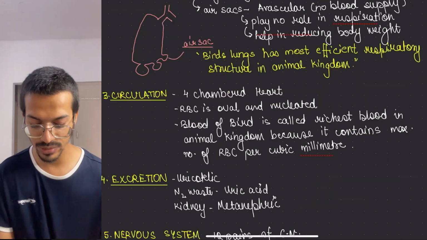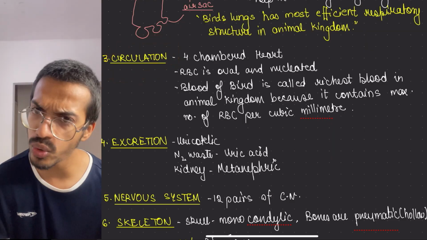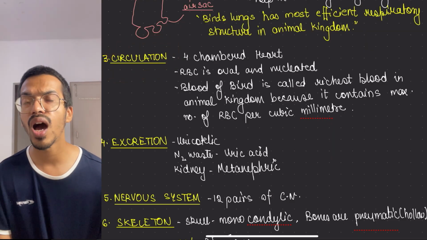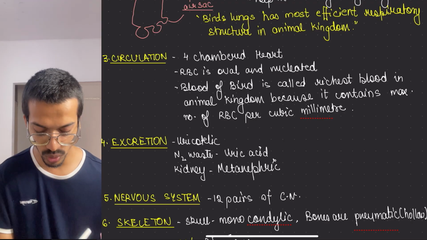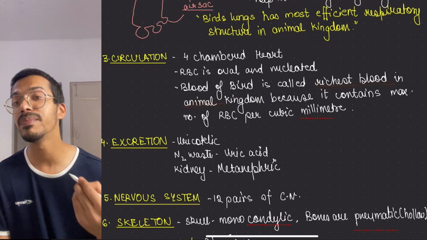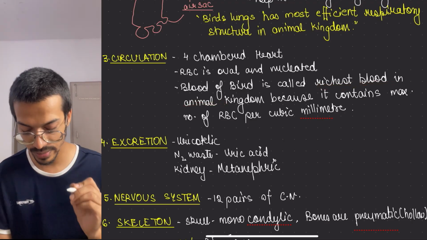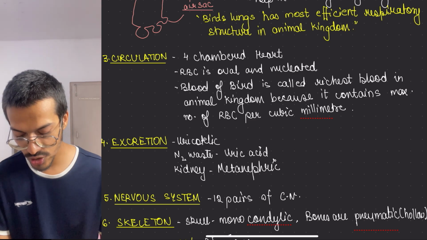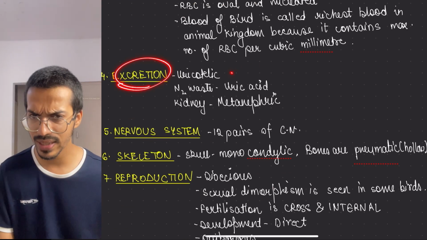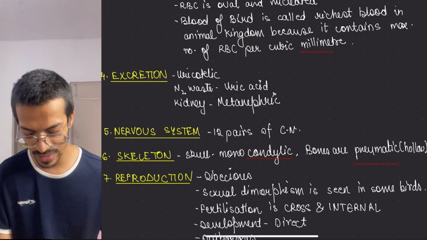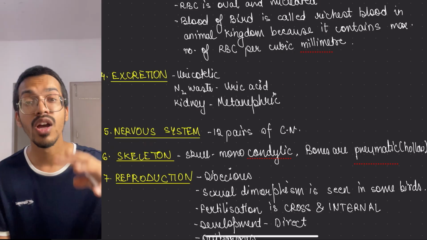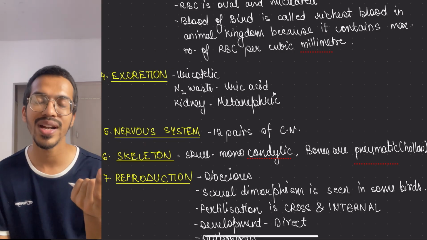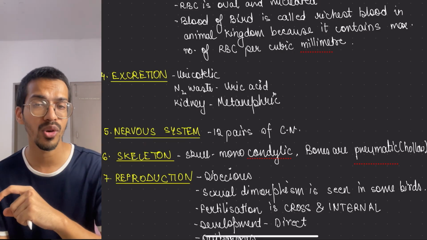Then the circulatory system. Circulation is by a four-chambered heart, and they have the richest blood, because their RBC count per millimeter is super high. Next, excretion is uricotelic. They release uric acid pellets. Kidneys are metanephric. The nervous system has 12 cranial nerves. The skeleton is monocondylic, meaning a single condyle is there. Why a single condyle? Because, beta, we have to reduce the weight of their body.